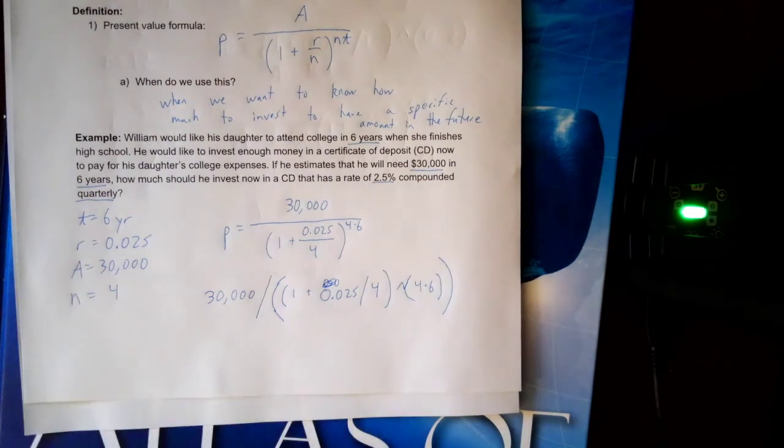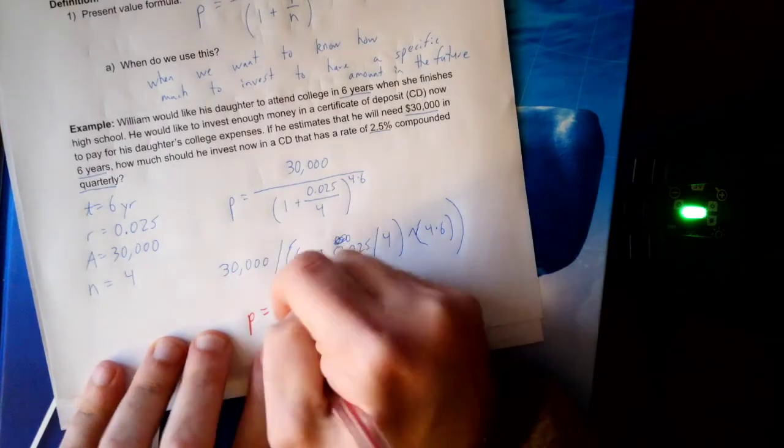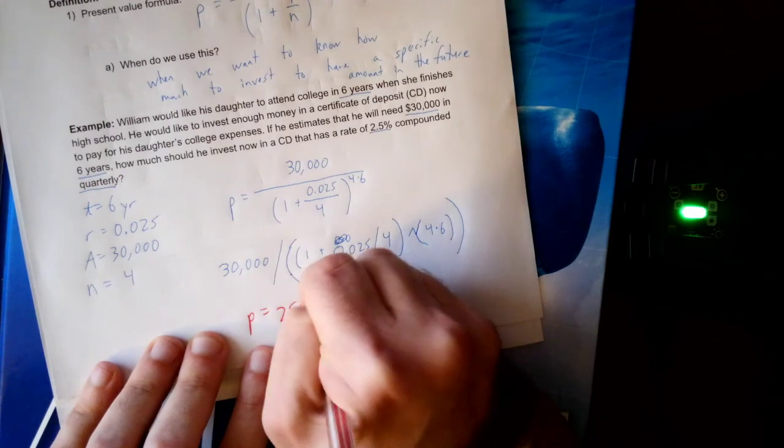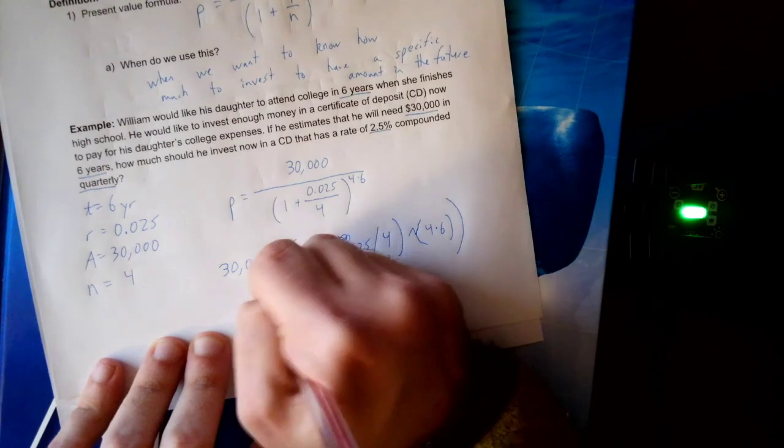Typing that into Google will give us our answer. It will give us the answer we want to have. It'll give us the value. And if we type that into Google, give me one moment while I type it just to make sure we wrote the correct thing. 1 plus 0.025 over 4, close parentheses to the parentheses, 4 times 6, parentheses, parentheses, gives me P is equal to 25833.30, and that's dollars, right?